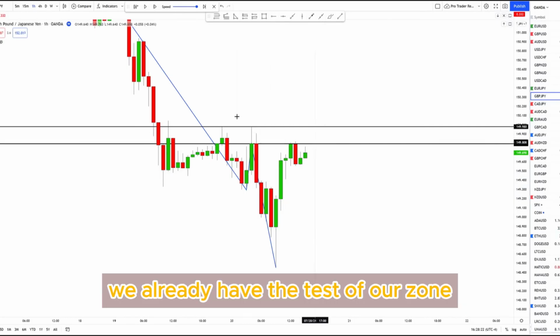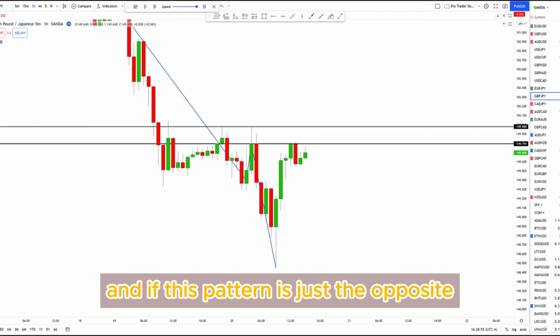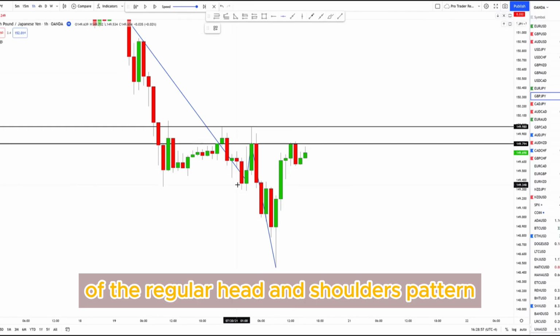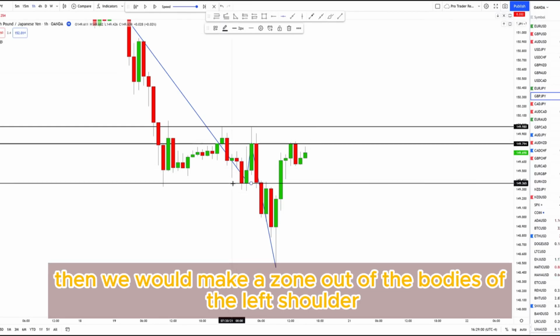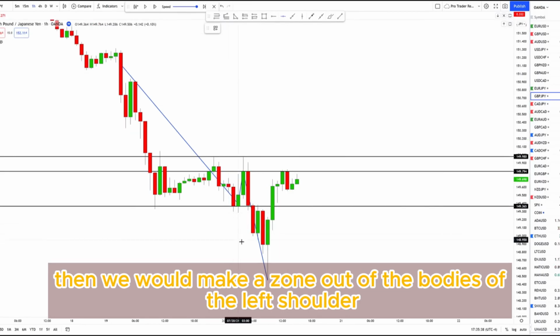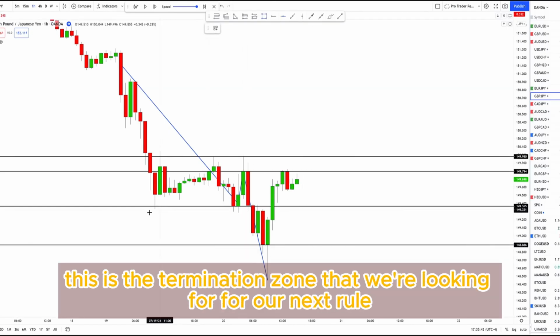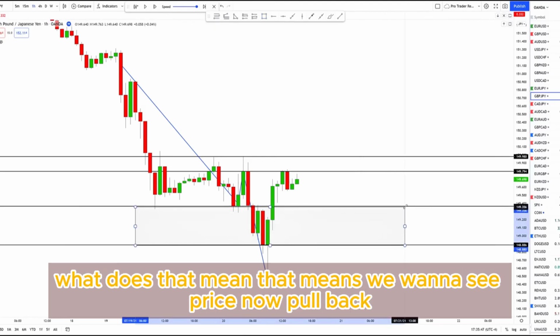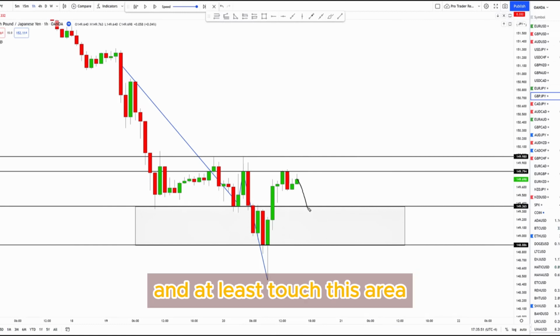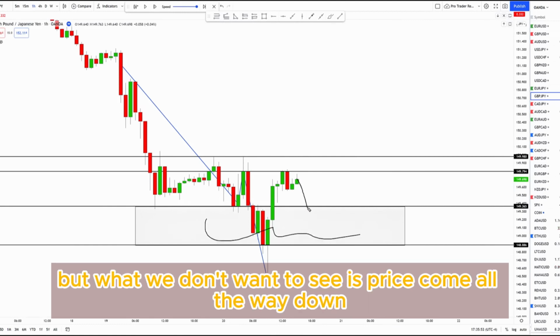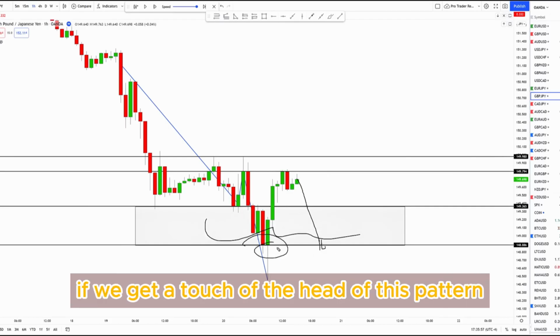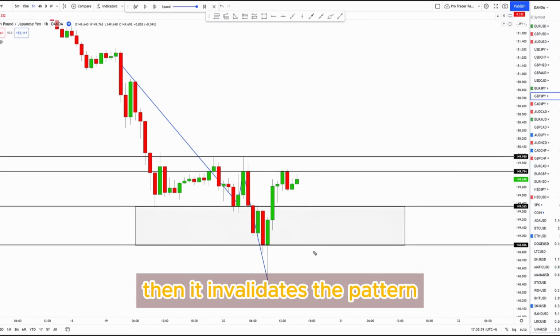We already have the test of our zone. And if this pattern is just the opposite of the regular head and shoulders pattern, then we would make a zone out of the bodies of the left shoulder along with the bodies of the head of this pattern. This is the termination zone that we're looking for our next rule. What does that mean? That means we want to see price now pull back and at least touch this area. But what we don't want to see is price come all the way down and touch the head of the pattern. If we get a touch of the head of this pattern, then it invalidates the pattern.